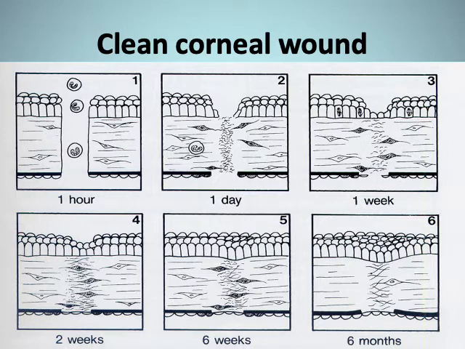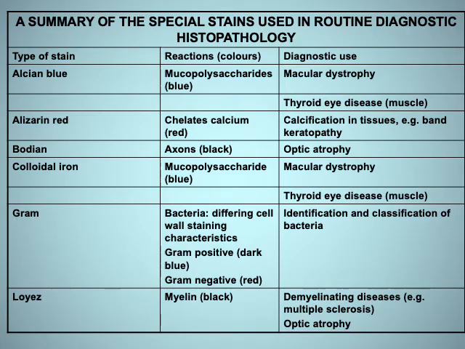This is a clean corneal wound healing. These are some types of stains used in routine diagnostic histopathology. I will tell you about what is most common in ophthalmology. These include many stains. This table.